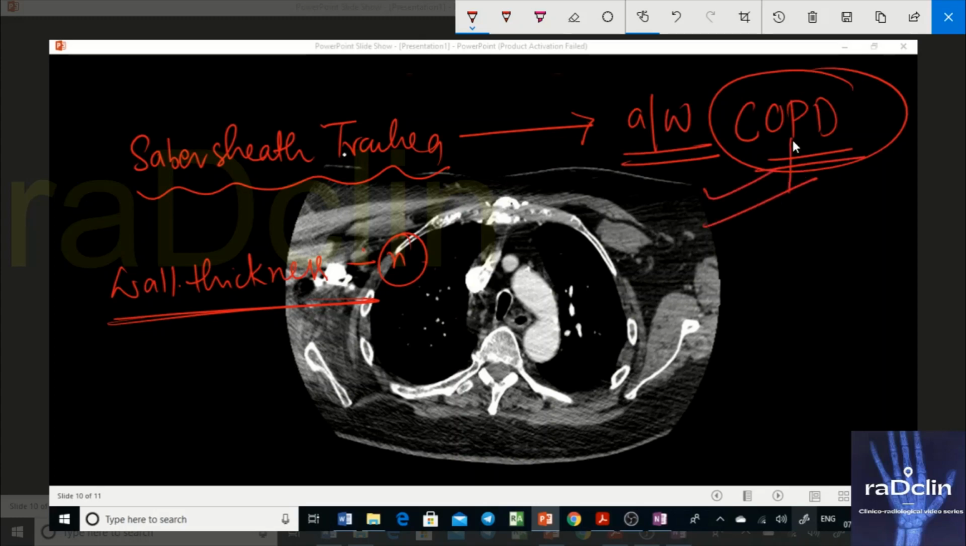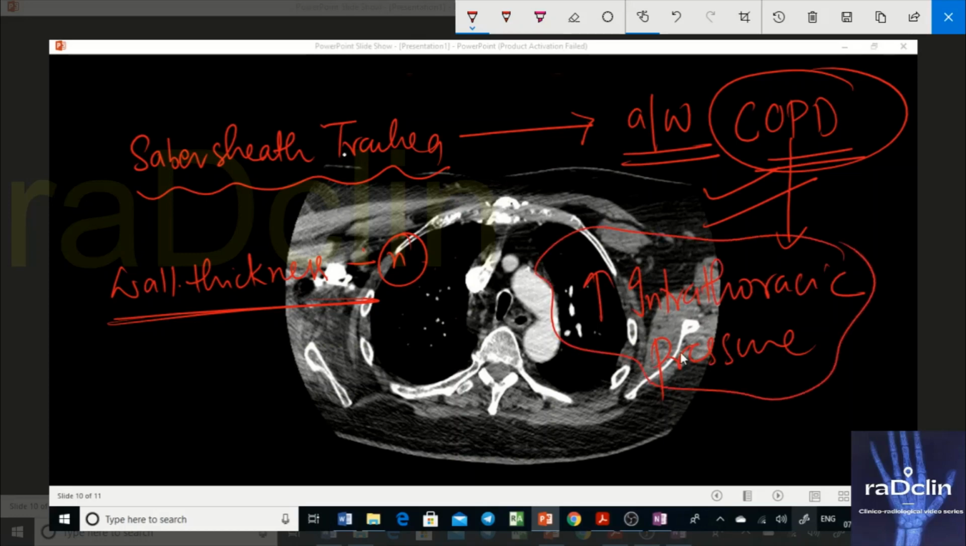And what happens in COPD? In COPD, there is an increase in intrathoracic pressure, and due to this, only the intrathoracic part of the trachea collapses and the extrathoracic part is spared. So if you're seeing only the intrathoracic part involved with normal wall thickness, the diagnosis becomes what? It becomes saber sheath trachea. So you can clearly see the coronal diameter to be decreased.